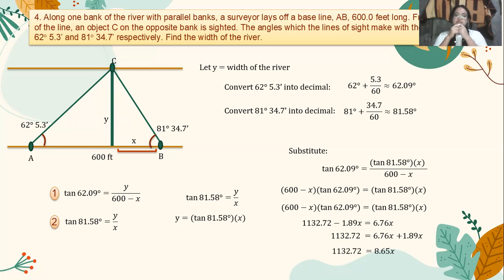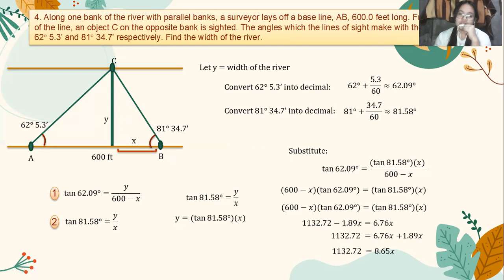First, let's convert the angles into decimals. All we need to do is take 62 degrees and add 5.3 over 60, because in 1 minute we have 60 seconds. Let's divide and add, and we get approximately 62.09 degrees. If we convert 81 degrees 34.7 minutes into decimal, we add 34.7 over 60, and we get approximately 81.58 degrees.